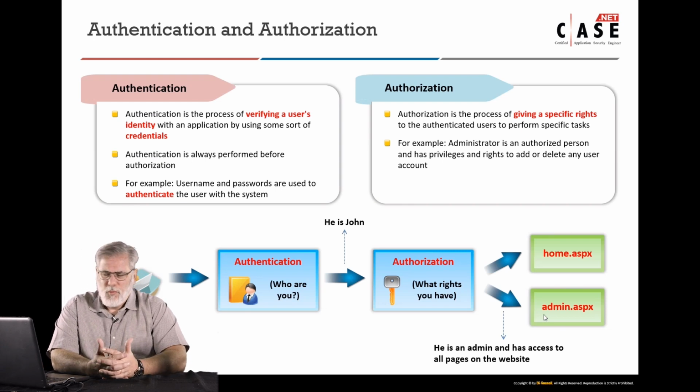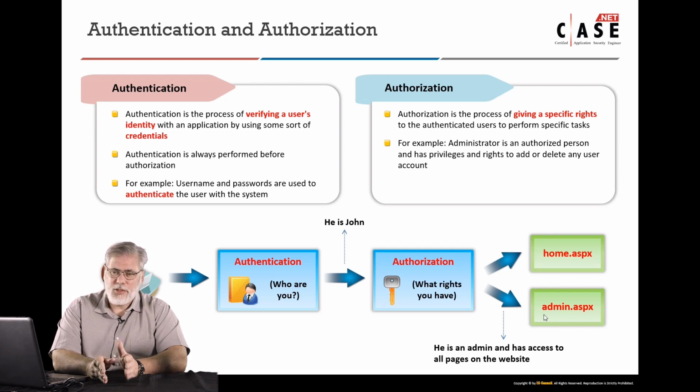First of all, some people use these two terms interchangeably, and that's not quite correct. Authentication is the process of verifying a user's identity. We have some sort of credentials. It could be as simple as a username and password. It could be two-factor authentication, biometrics, whatever you like, but we want to verify this person is who they claim to be. Authorization is giving that particular user specific rights based on their identity.